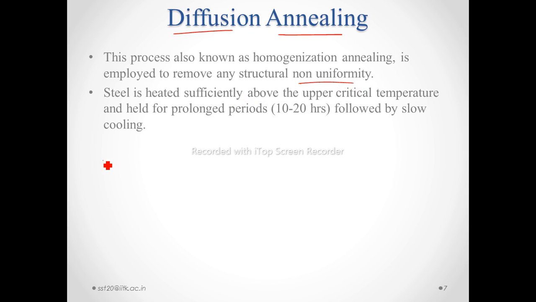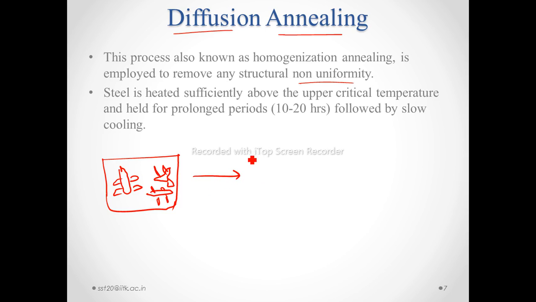For example, if there is a structure which is having some dendritic structures, this is a dendritic structure, it means it is having non-homogeneity. There is no uniform distribution of the composition. So by this diffusion annealing, we will get the homogeneous distribution of the structures.